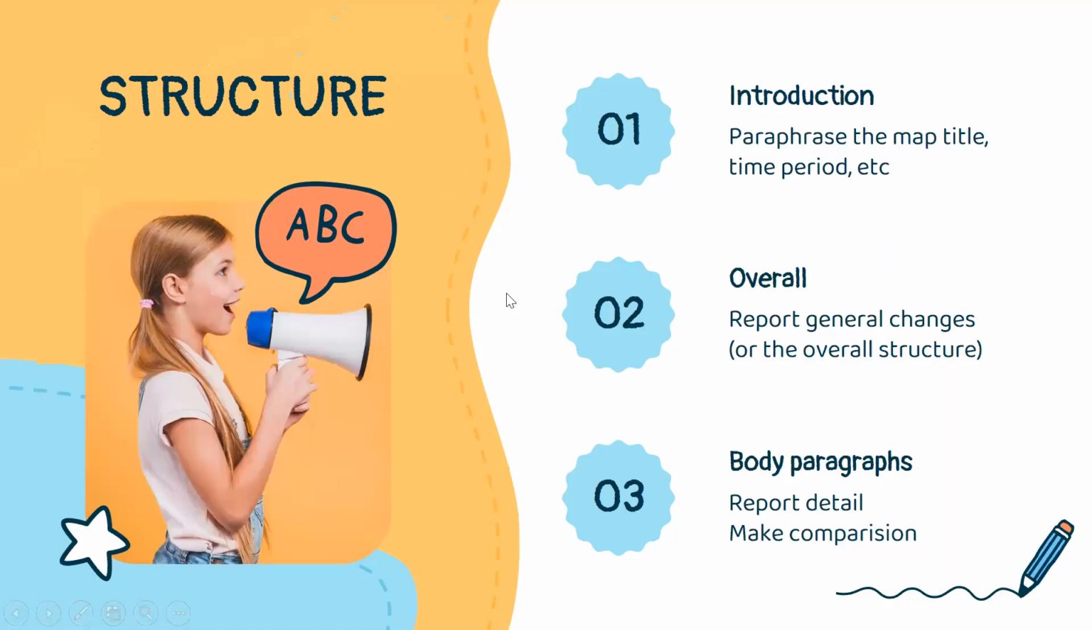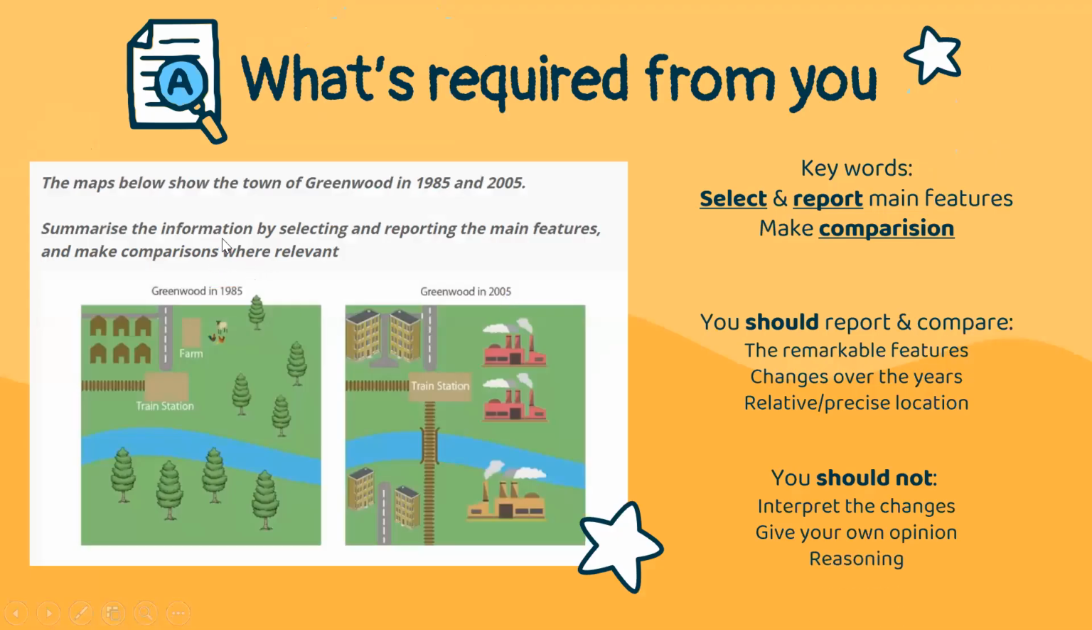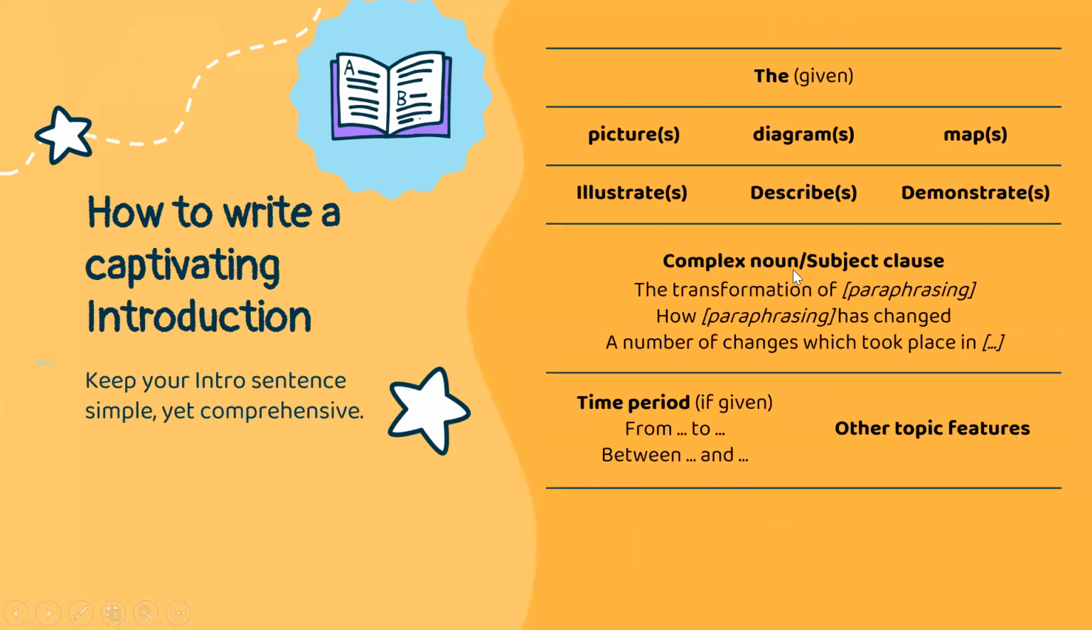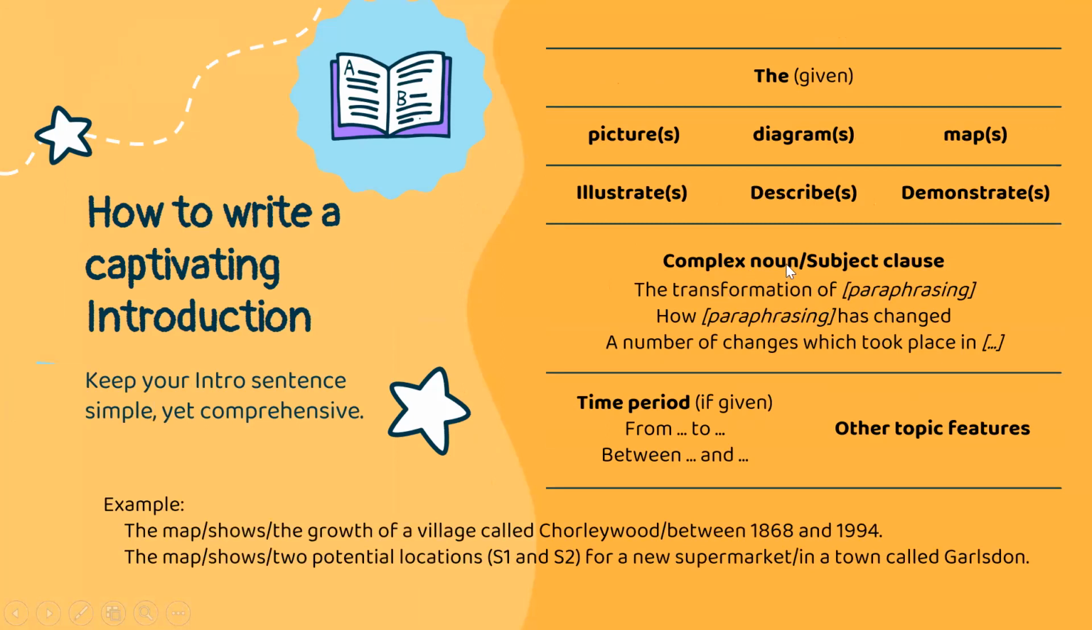For example, let's move on to this. This map is describing the town of Greenwood in two time periods. So you will add a complex noun here. And how will you use this? For example, the transformation of the Greenwood town, or how the Greenwood town has changed, or a number of changes which took place in Greenwood. Basically, of course, you are free to use your own words.